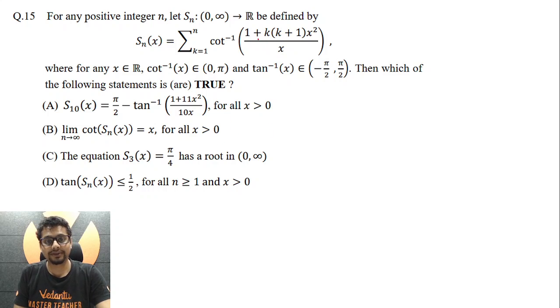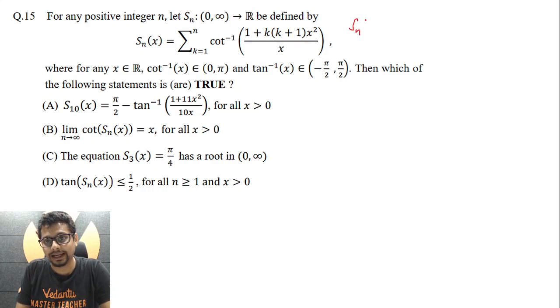So k is some natural number, k varying from 1 to n, the summation is going on. x is positive, so that means this inside expression is positive. So cot inverse of anything like this, we can write as tan inverse of the reciprocal of that thing, given that that thing is positive. So here this expression is positive.